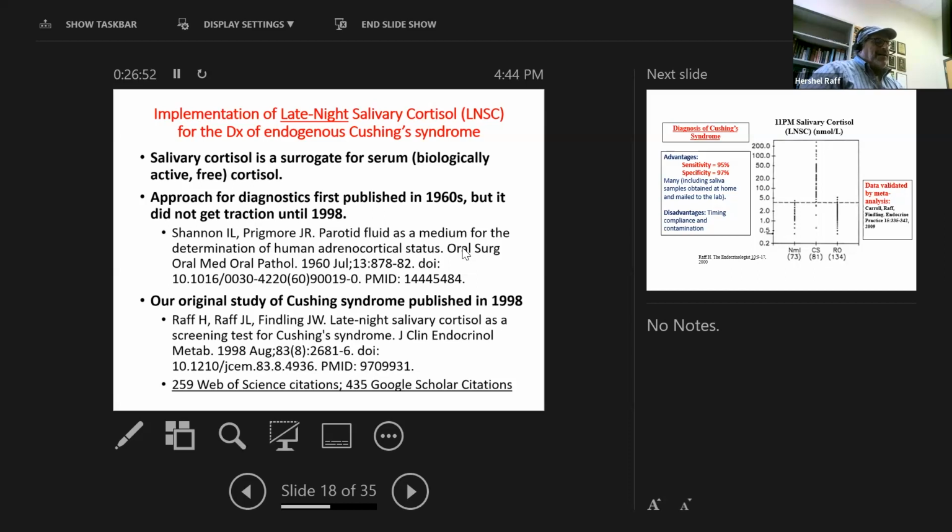So our original study, Jay said, hey, let's do it. I found, and I'll show you in the next couple of slides, a method that we could modify to use it. And we published this paper in 1998.